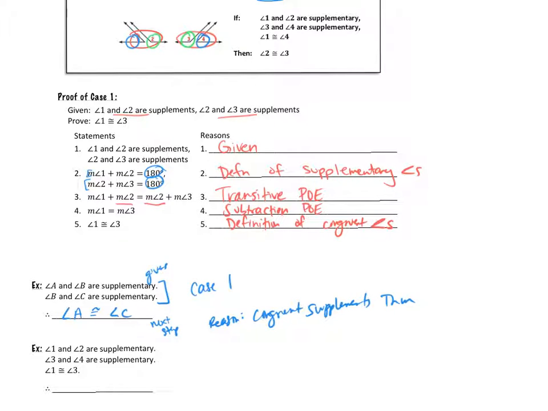theorem. In our next example, we are told that angle 1 and angle 2 are supplementary, and angle 3 and 4 are supplementary, and we are told that angle 1 is congruent to angle 3. This is case 2 of our theorem, and so our conclusion in this case is that angles 2 and angle 4 must be congruent.